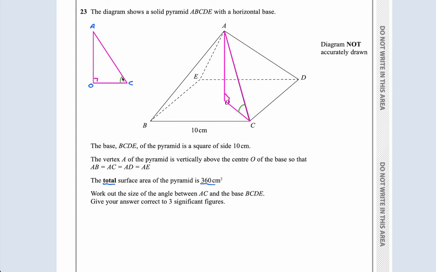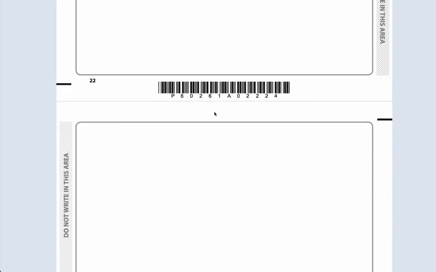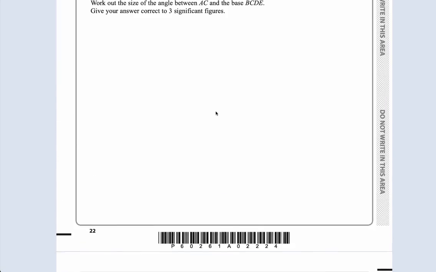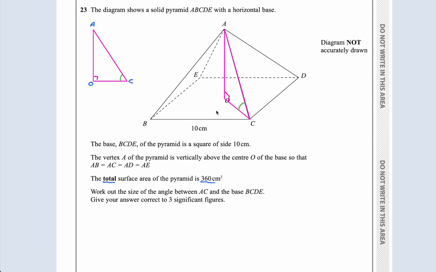Now we can't find that angle yet because I don't know the lengths of any sides. I can actually work out this length just from the fact that this is a square and this is 10, and I'll do that in a while, but first I want to use this 360 centimeters squared. Now guys, they've given us lots of space, 2 pages in fact, to do this. I'm going to try and squeeze it in here just so we can see what we're doing, but I don't want you to do that. I want you to use the space. So we're going to use this 360 centimeters squared.